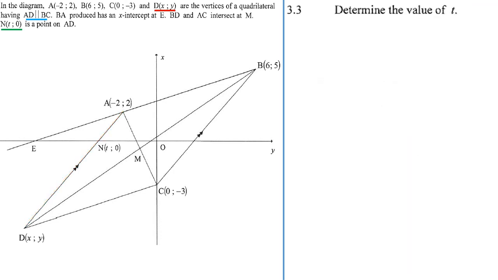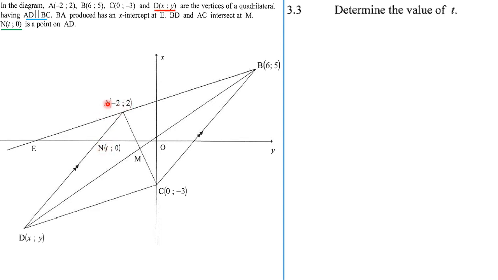Then let's check 3.3. 3.3 says determine the value of t. Remember, t is a point on AD, and we already have the equation for AD. And then A and D are collinear. They all lie on the same straight line. And we know the value of y, because this is the x-intercept. The only value that we don't know is t.